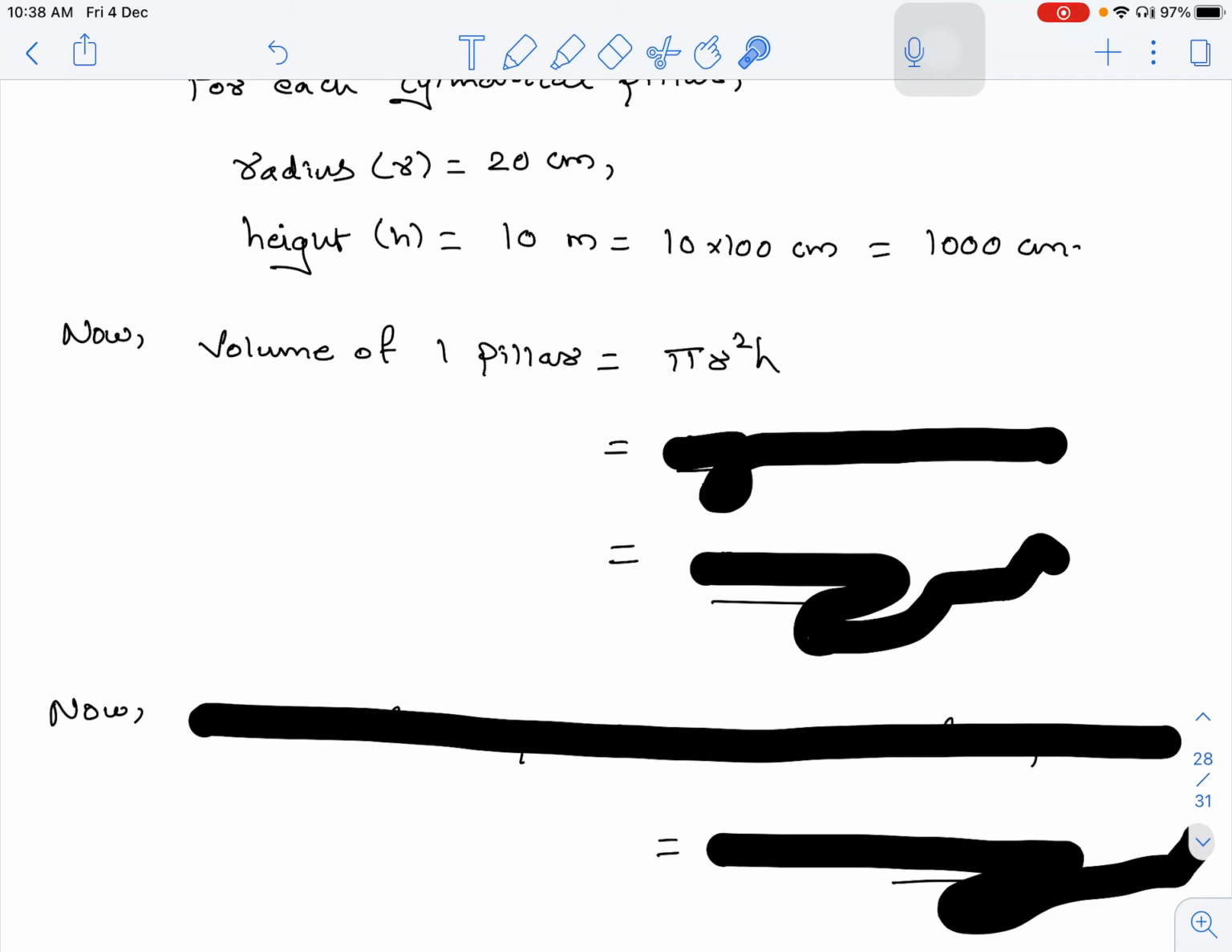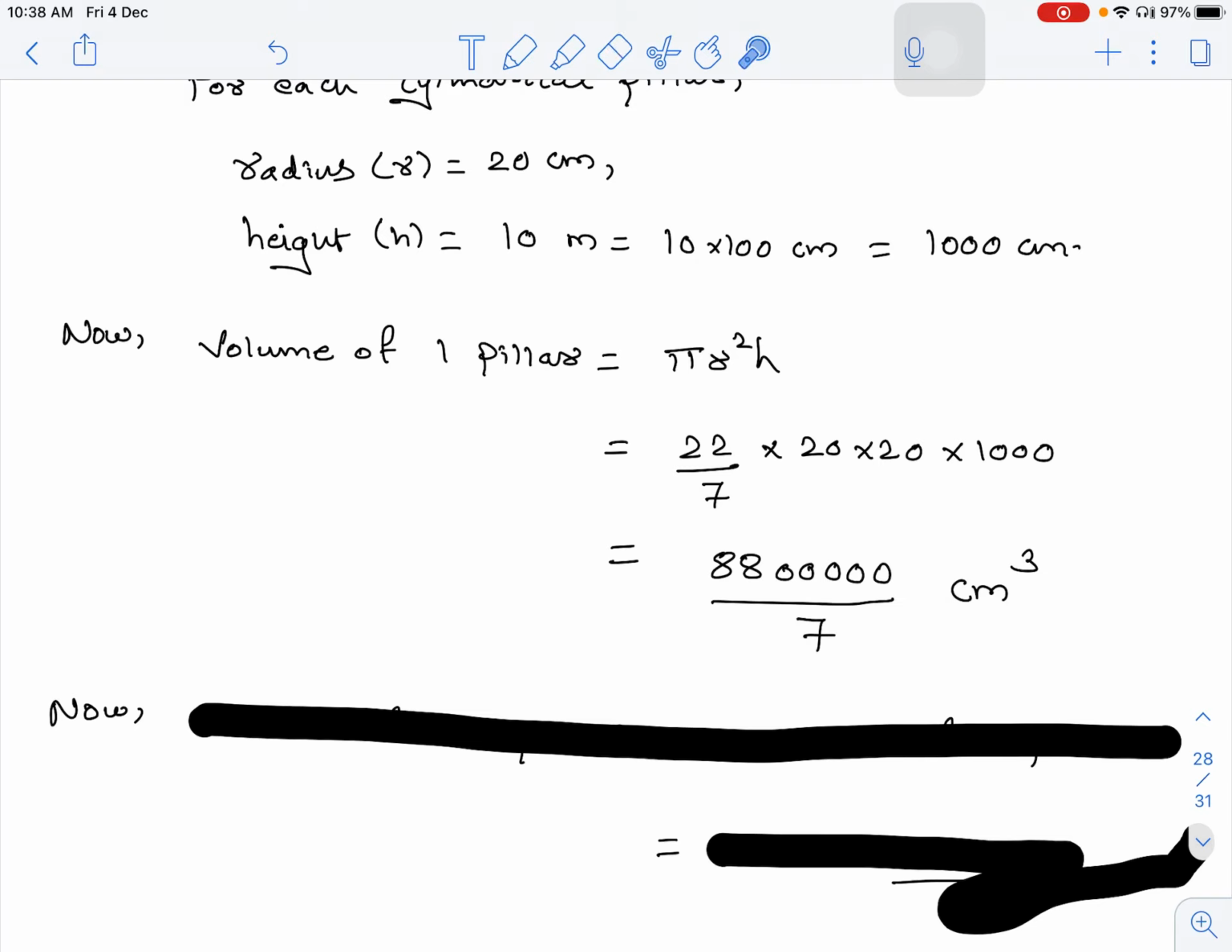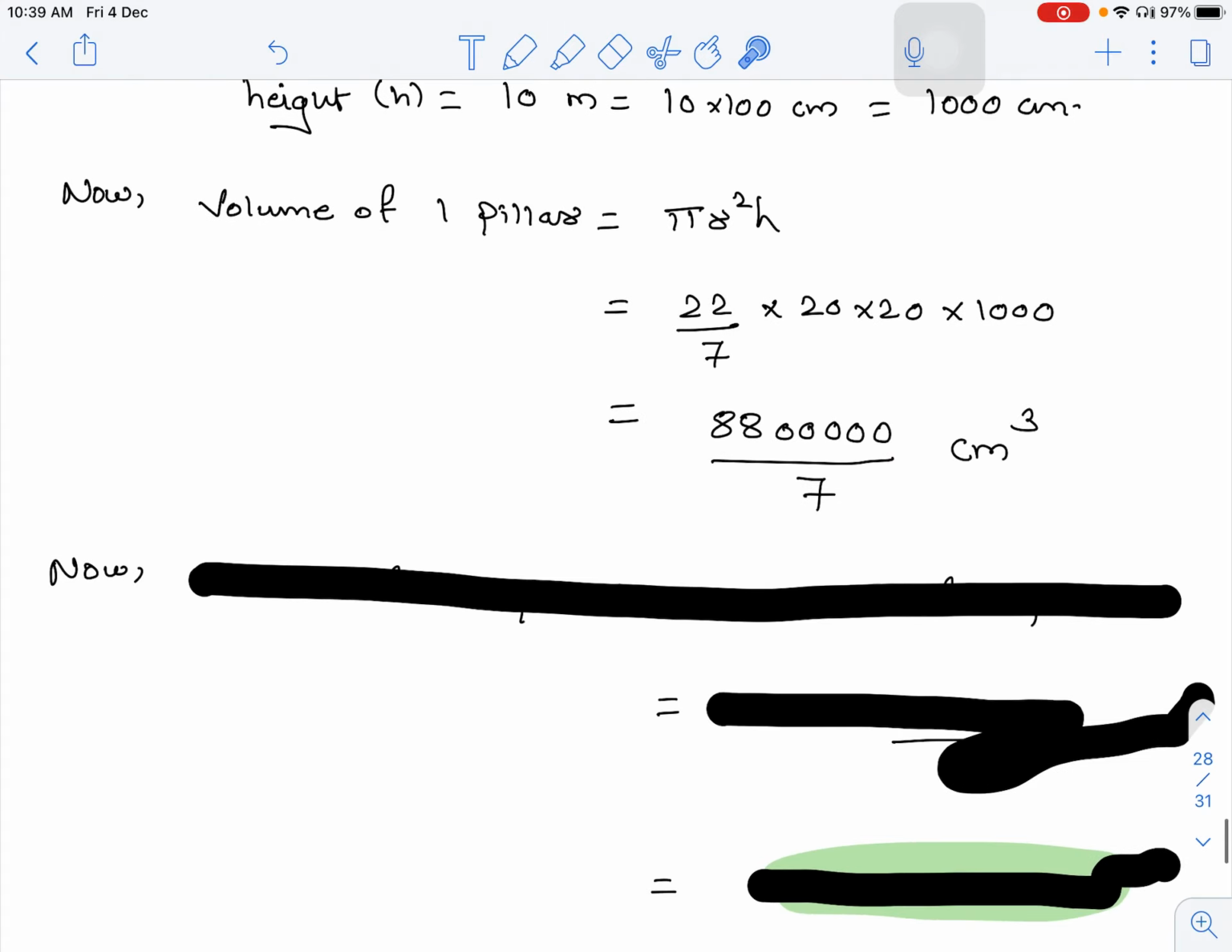Now the value of pi depends on you as per the requirement. You can write 22 upon 7 or 3.14. Right now I'm using 22 upon 7 because further it will be used for cancellation. Now what you get is 22 into 20 into 20 into 1000. So our next value will be 88 lakh upon 7 centimeter cube, or you can say 88 and then 5 zeros upon 7 centimeter cube. This is the volume of one pillar.